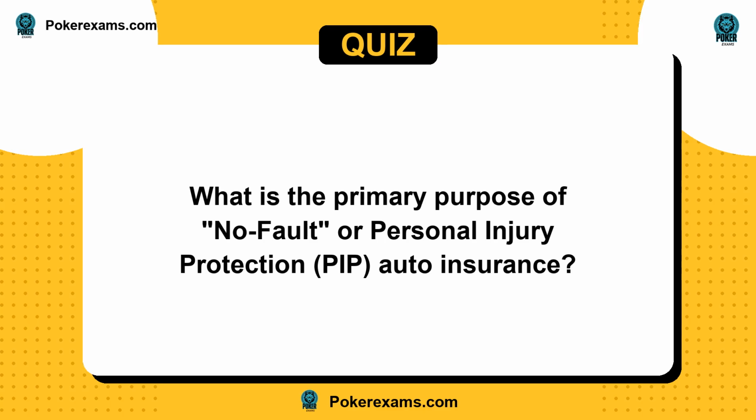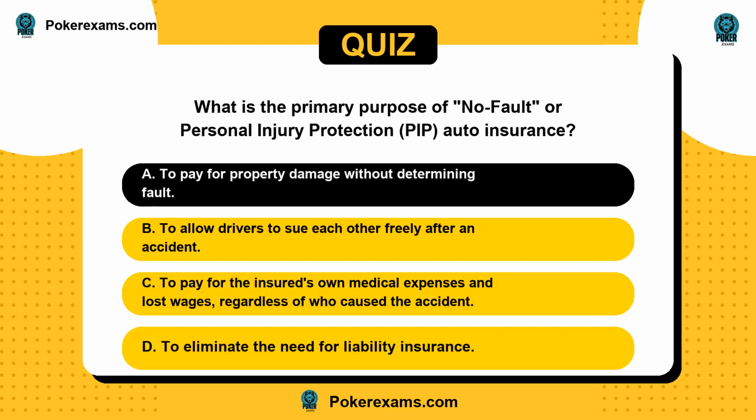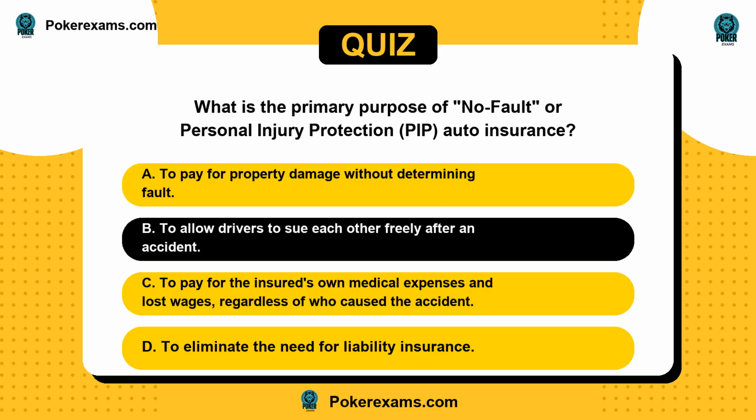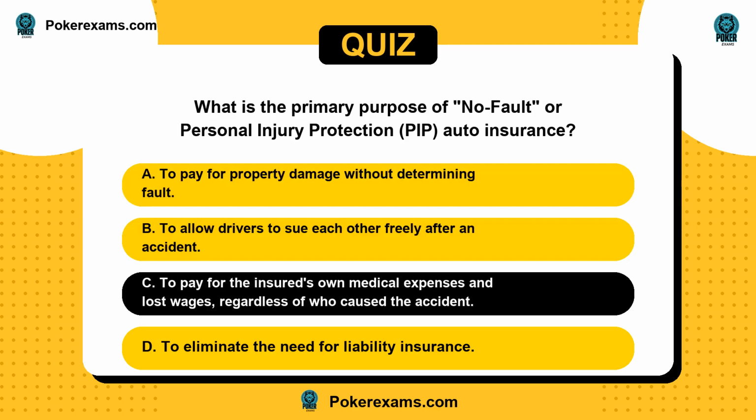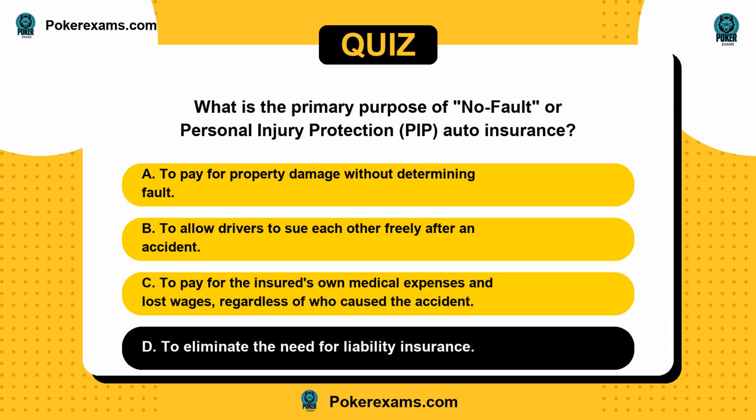What is the primary purpose of no-fault or personal injury protection (PIP) auto insurance? Is it A, to pay for property damage without determining fault? Or B, to allow drivers to sue each other freely after an accident? C, to pay for the insured's own medical expenses and lost wages, regardless of who caused the accident? Or D, to eliminate the need for liability insurance?